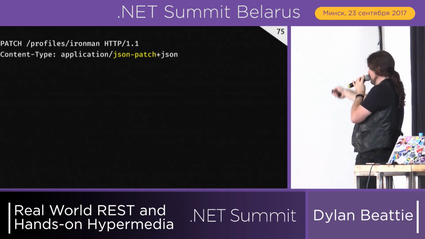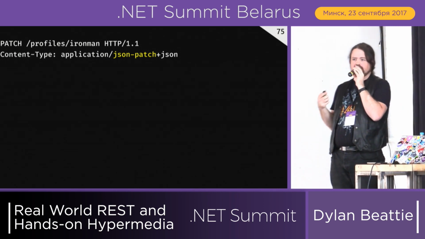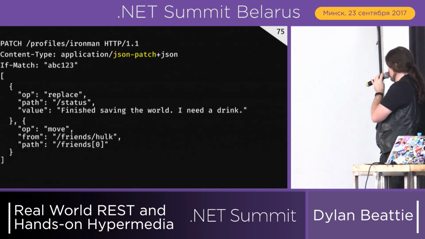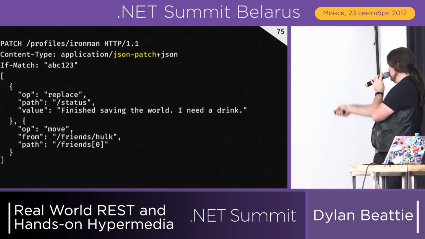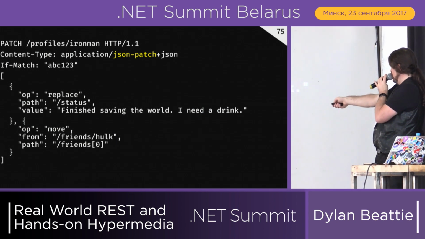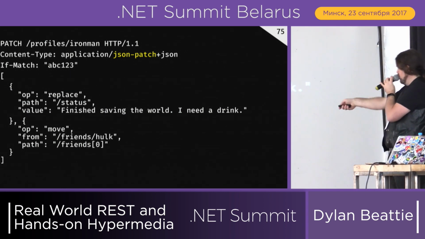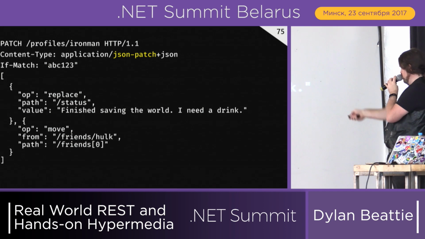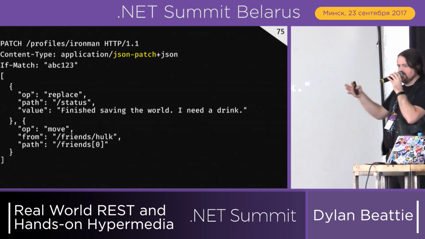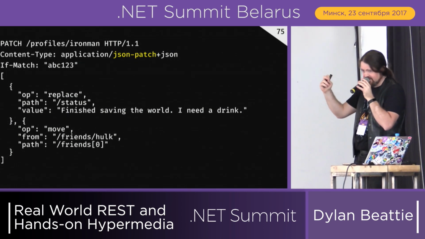There is a thing called JSON patch, which is a way of describing operations. And what this does is it gives us a list of things to do. We can modify things, we can test things, we can update things. So we're going to say, okay, here is an array of instructions. First of all, I want you to get a /status on this resource here and replace it with finished saving the world, I need a drink. Then we want you to do a move operation, and we want you to find the resource that's at this path here and move it here. Because the Incredible Hulk has just saved Tony Stark's skin again, and he wants to make him his best friend by putting him at the top of that list.